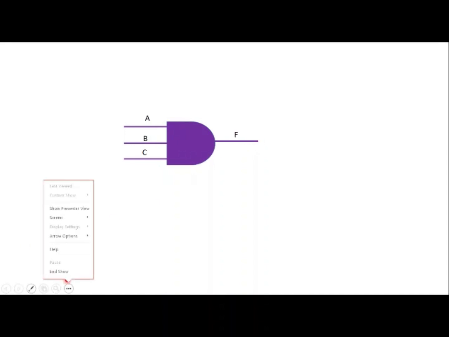Now let's see how to draw the AND gate when there are 3 inputs. Draw the 3 inputs and the output. So these will be the 3 inputs and this one will be the output. We can name the inputs as A, B, C and the output as F. So I have given that also as an example.